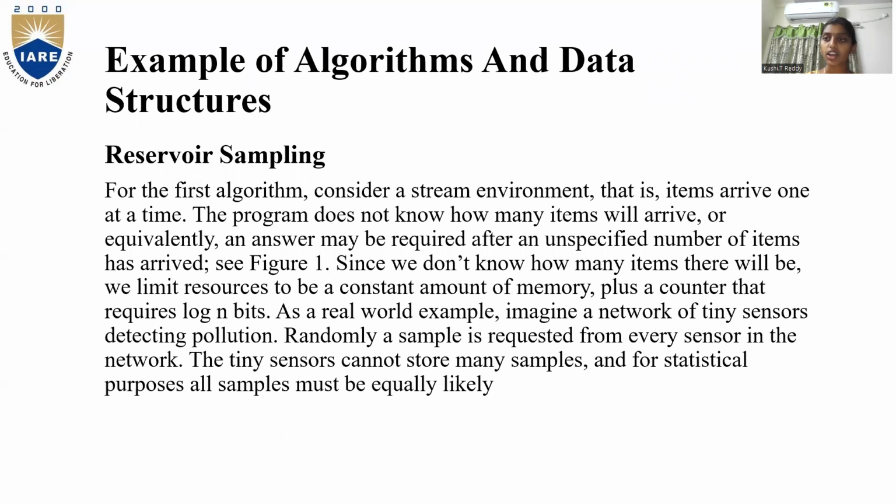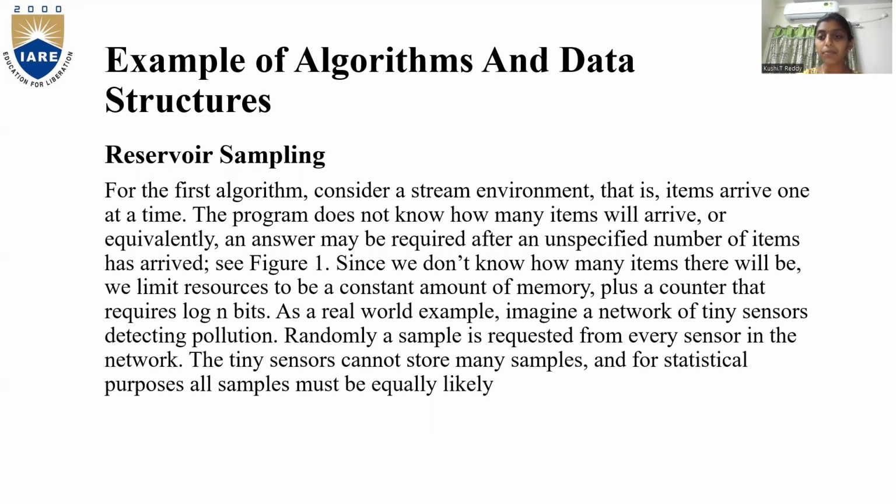So, examples of algorithms and data structures. Our first example is reservoir sampling. For the first algorithm, consider a stream environment, that is, items arrive one at a time. The program does not know how many items will arrive. An answer may be required after an unspecified number of items has arrived. Since we do not know how many items there will be, we limit resources to a constant amount of memory, plus a counter that requires log n bits.